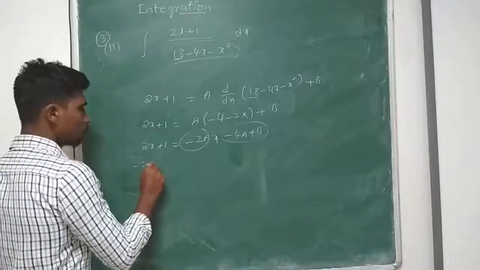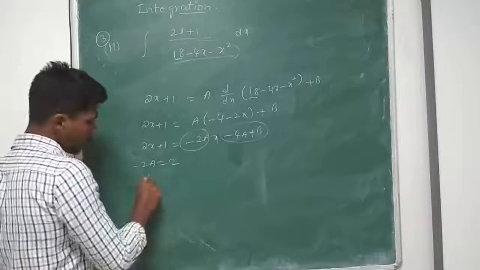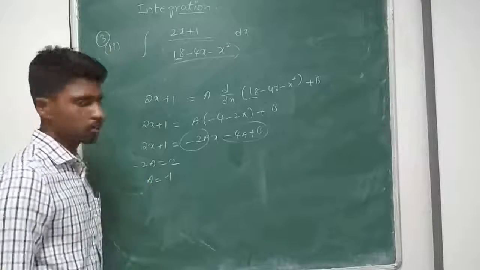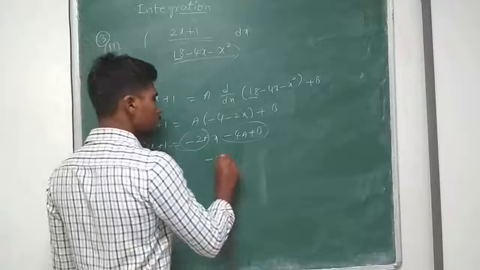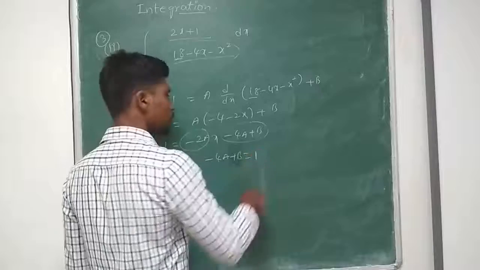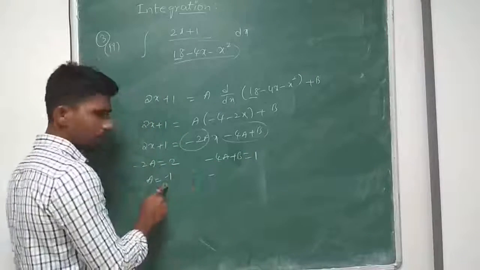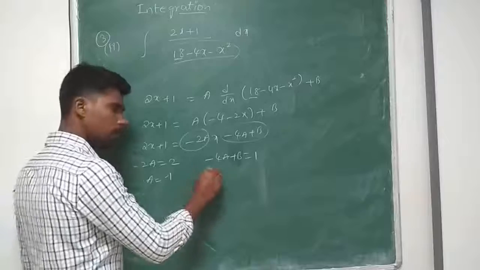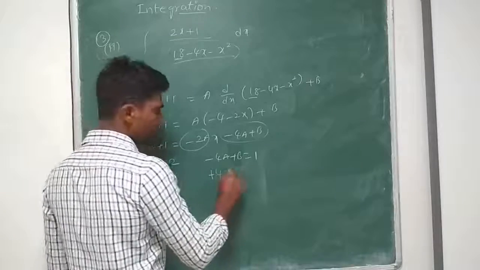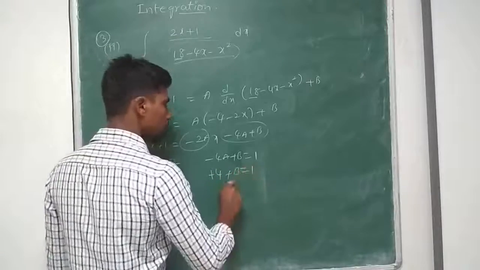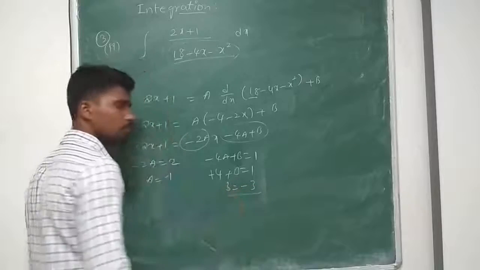So minus 2a is equal to 2, then a will be equal to minus 1. Later, minus 4a plus b is equal to 1, then minus 4 into minus 1, plus 4 plus b equal to 1. Therefore b equal to minus 3.